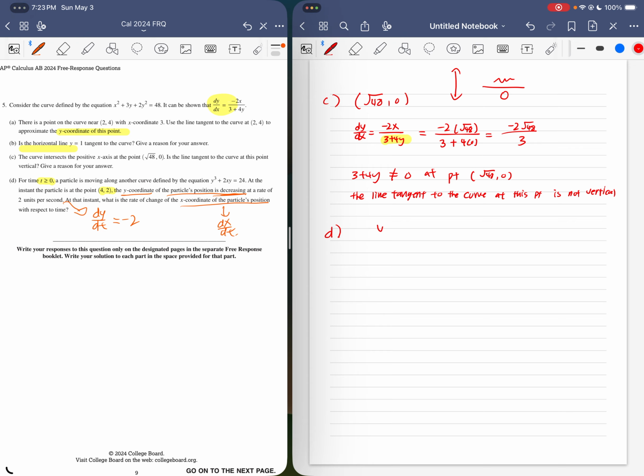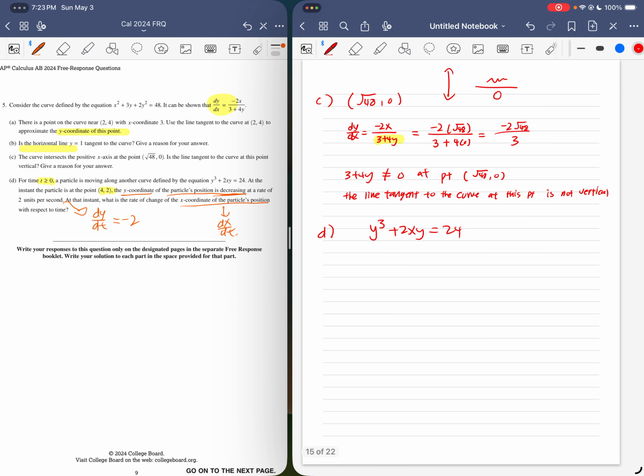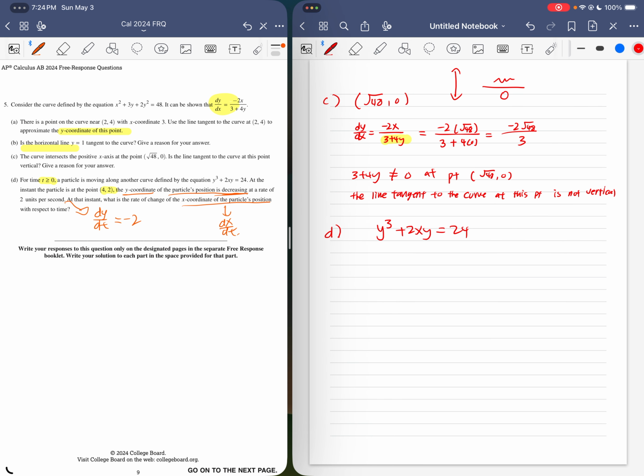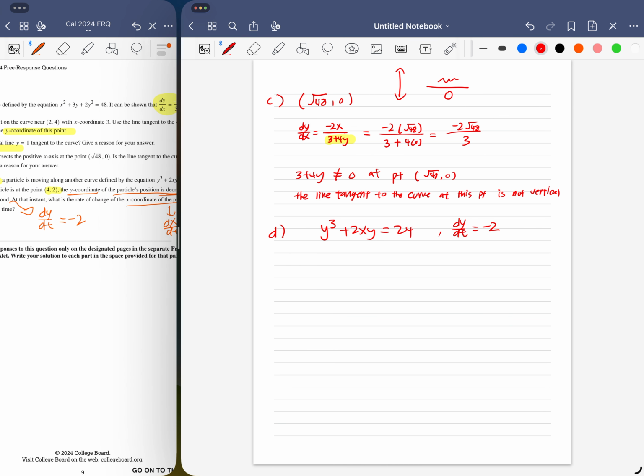So let's write it down. y to the third power plus 2xy equals 24. And what we know is that dy/dt is equal to -2, at the point (4, 2). So let's do this.